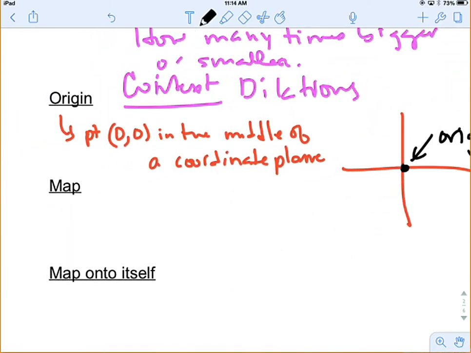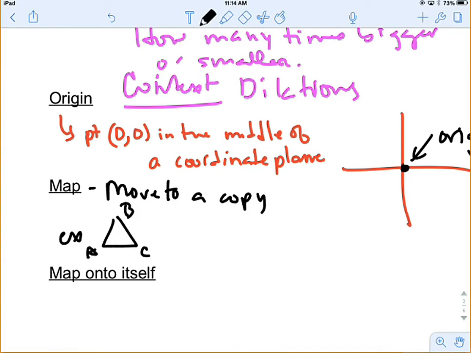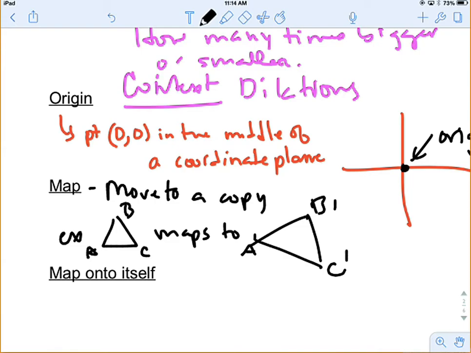Okay, map, the term map means to move to a copy. Okay, so like example, if I wanted to map ABC, I might make it something like this, where this is A prime, this is B prime, and this is C prime. So that's all it means to map, is to map onto a copy of itself, like transform.